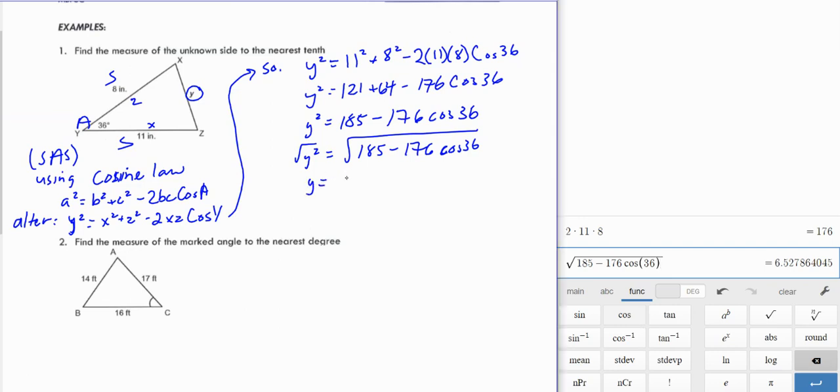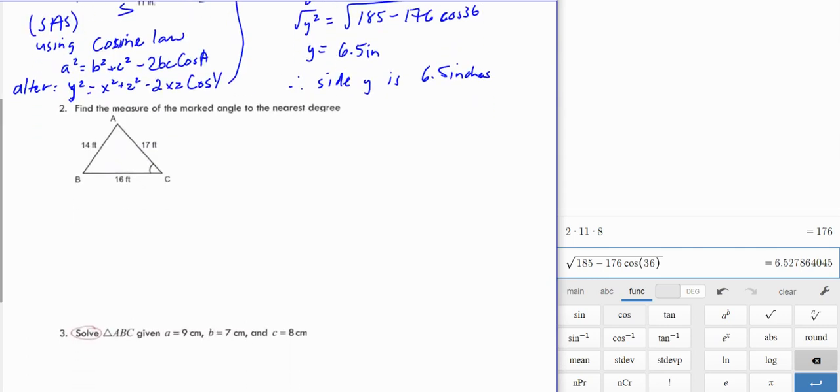Okay, so just to experiment a little bit, and we saw how that works. So now we have 6.5. It wanted to the nearest tenth, which is fine. 6.527 rounds to 6.5, and they were calling it inches. So therefore, side y is 6.5 inches. So I hope that made sense to you. Now again, that was an example where we used SAS, side angle side. Okay, so what's the other scenario?